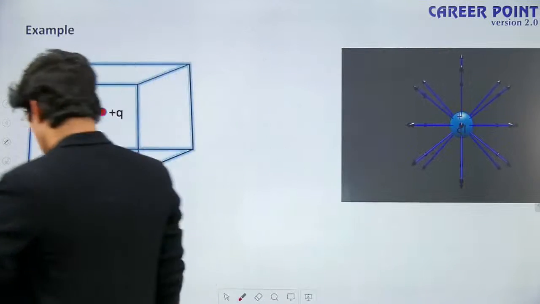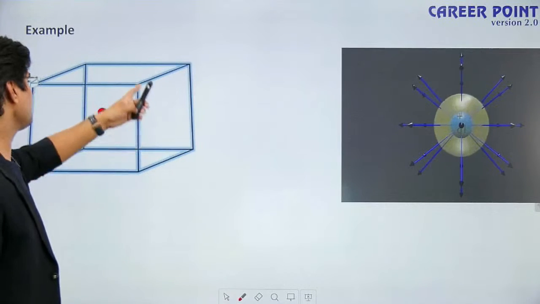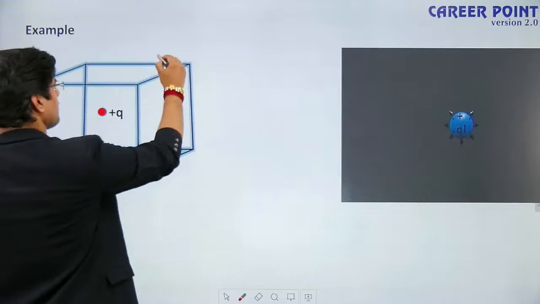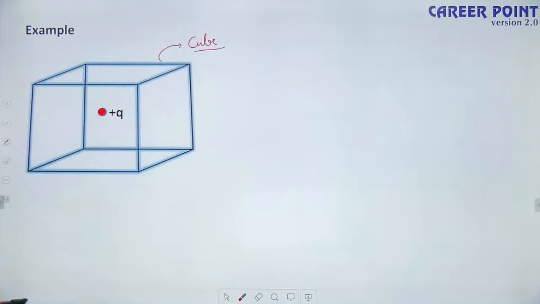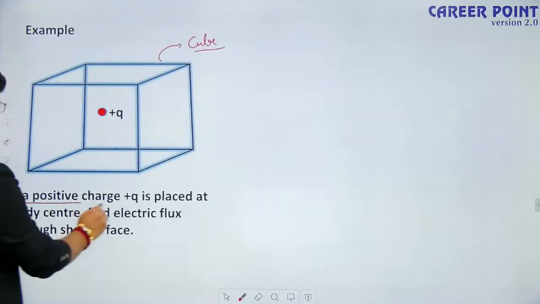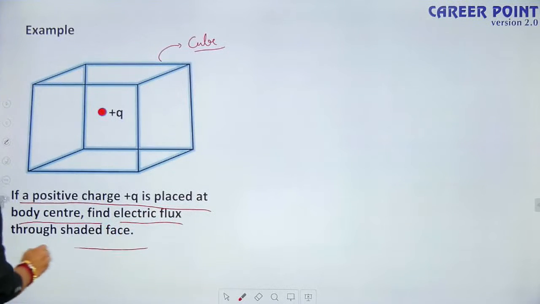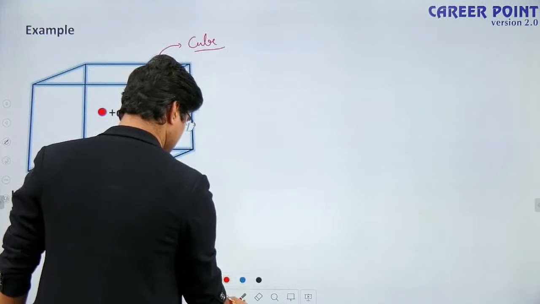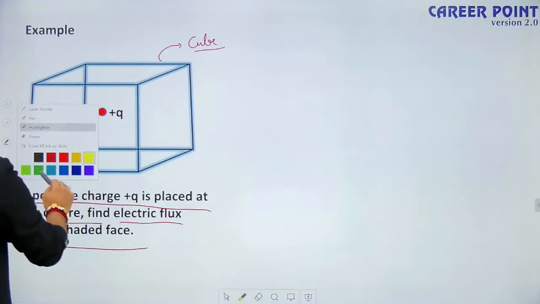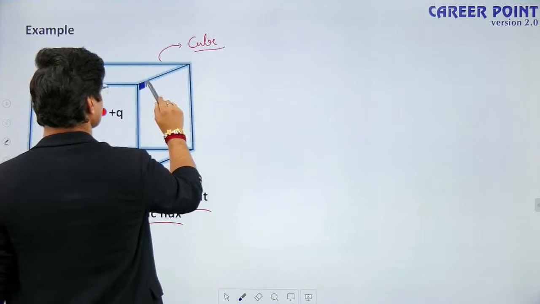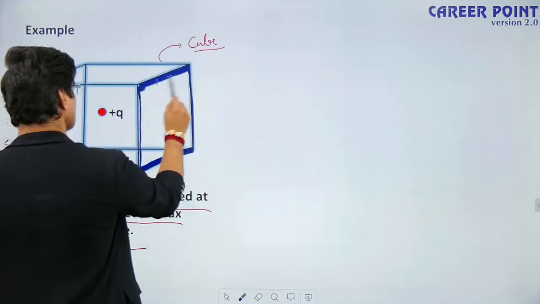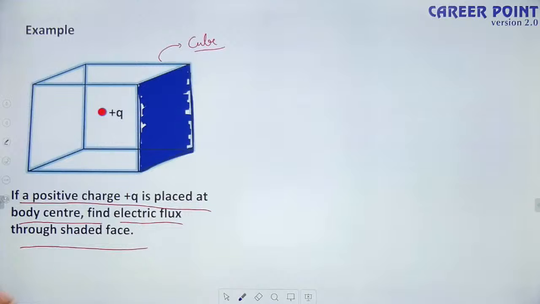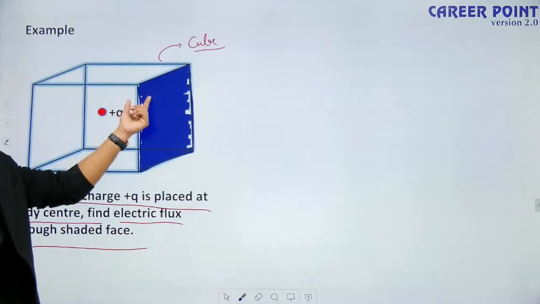Now we are expected to apply Gauss law for this charge placed at the body center of this body. What is this? Cube. Now if a positive charge plus q is placed at the body center, find electric flux through the shaded face. Where is the shaded face? I will shade it now. Let me highlight the face. So this is our shaded face. I want you to find electric flux due to this plus q charge through this shaded face.